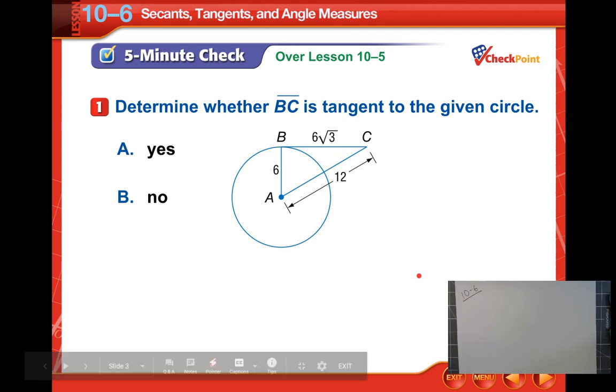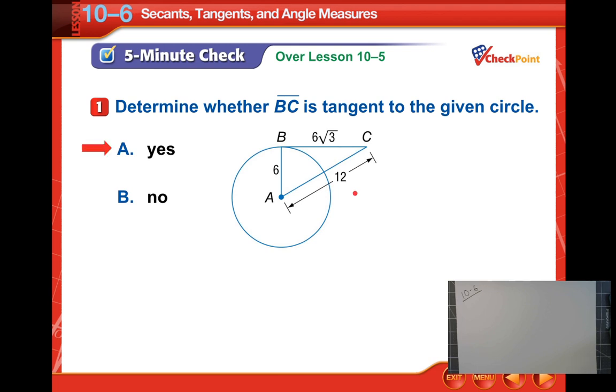So determine whether BC is a tangent of the given circle. This is right here. And remember, tangents are always going to make right angles with radii. So this 6 and this need to be at a right angle. So this is supposed to be a right triangle. If you remember our special right triangles rule, this one does work out. If not, you can go try this as 6 squared and then 6 root 3 squared, and you should get 144, the square of 12.